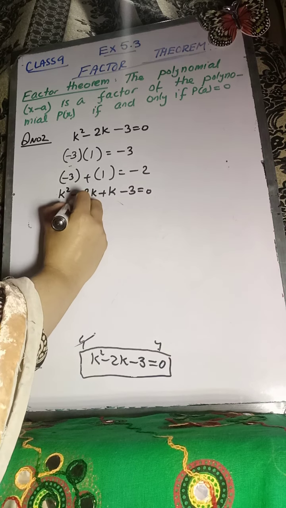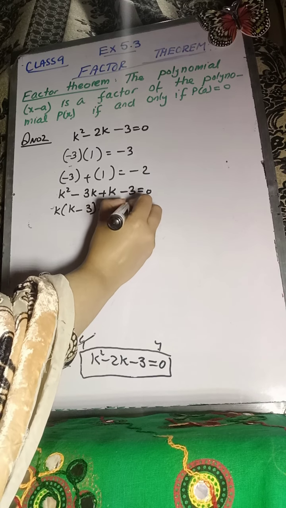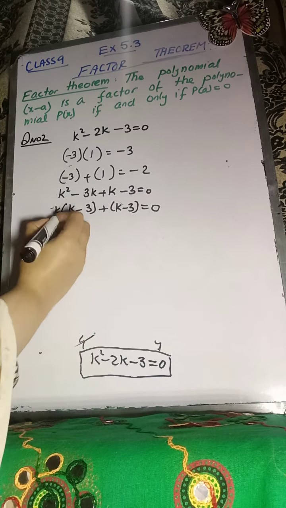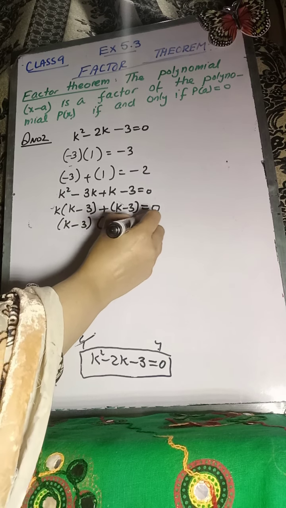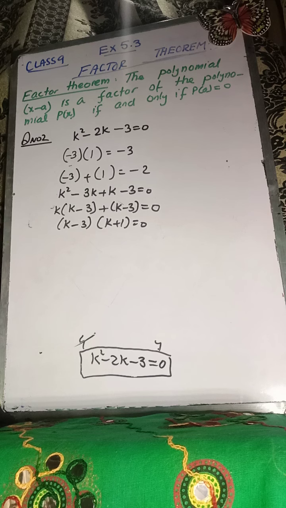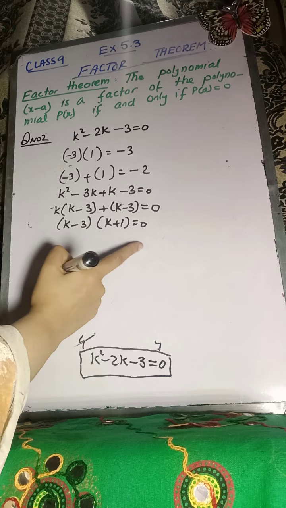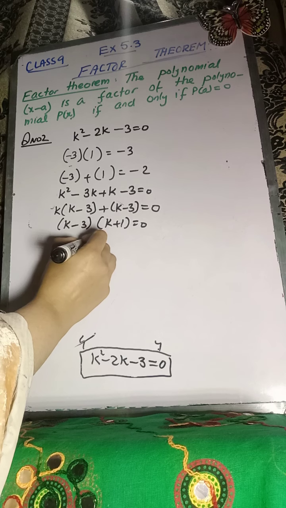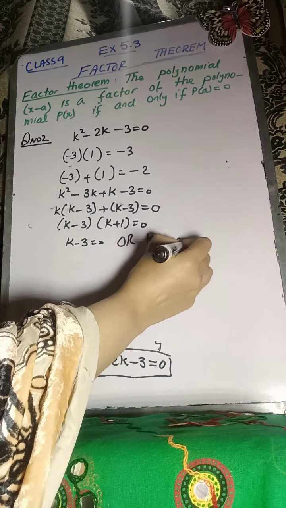Taking k common, this is equal to 0. Okay, so this is the factorization by middle term breaking. Now if the product of these two is equal to 0, it means either k minus 3 is equal to 0 or k plus 1 is equal to 0.